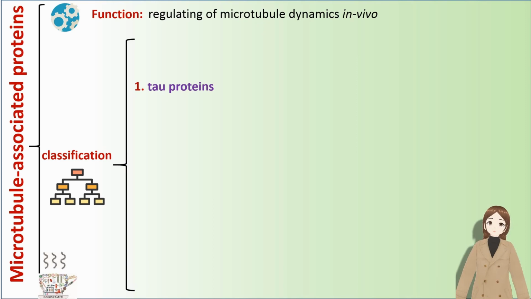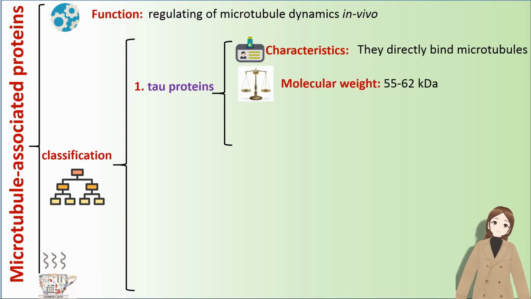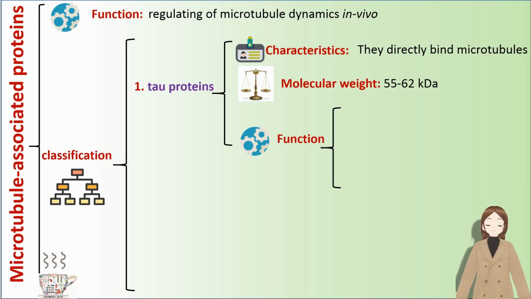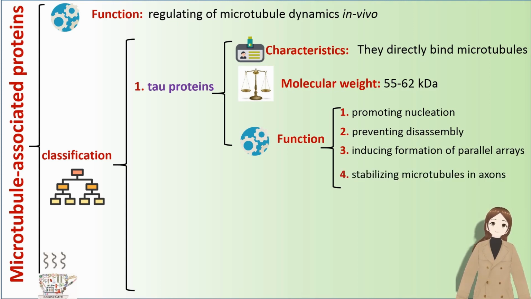The first subgroup is tau proteins. They directly bind microtubules. Their molecular weight is 55 to 62 kilodalton. They play a role in promoting nucleation, in preventing disassembly, in inducing formation of parallel arrays, and in stabilizing microtubules in axons.